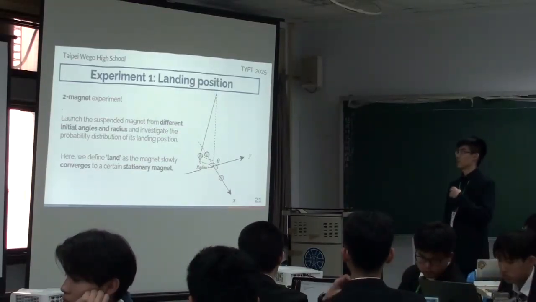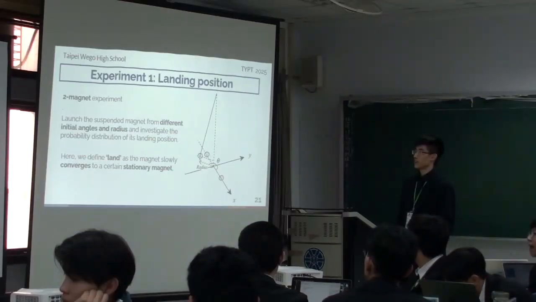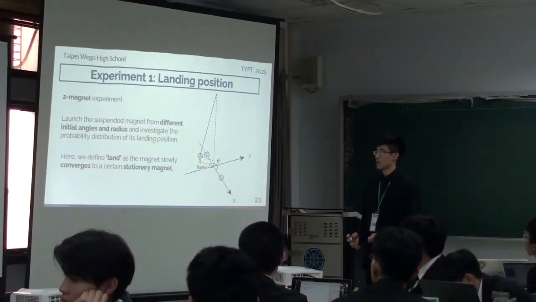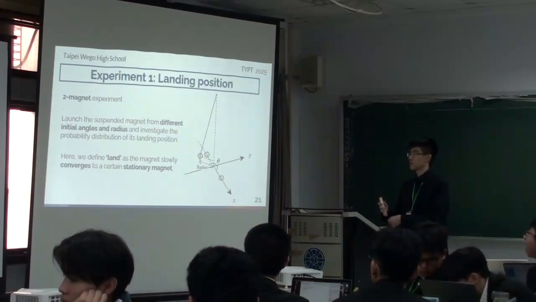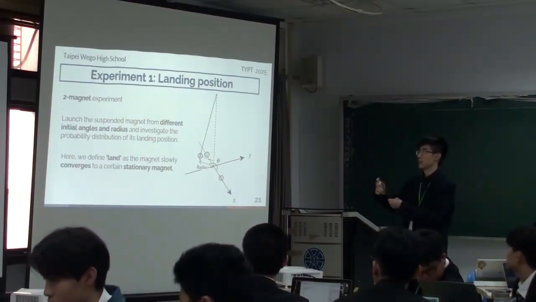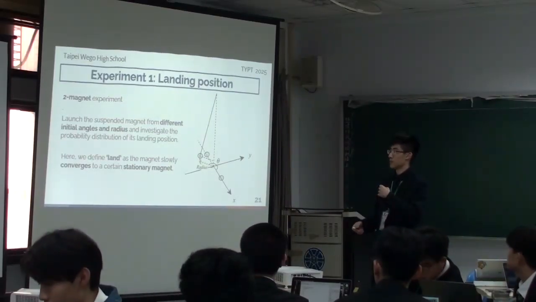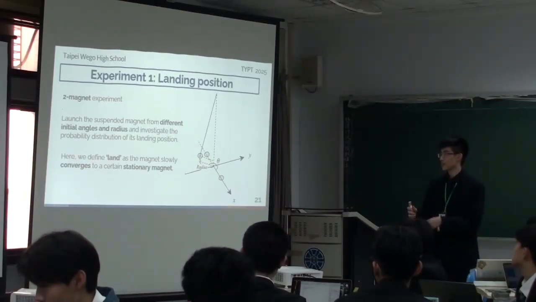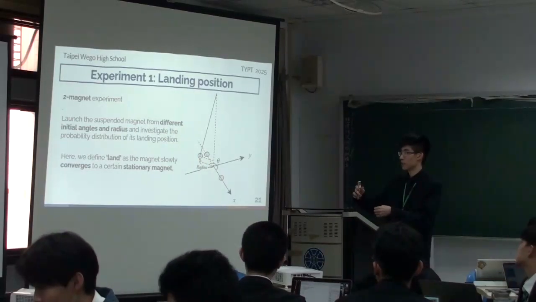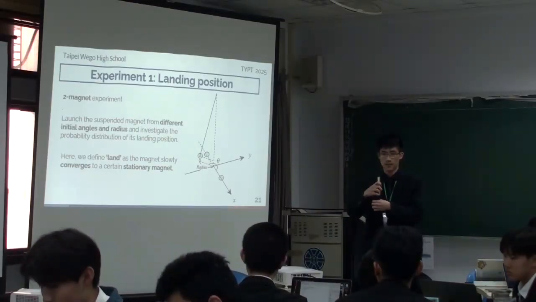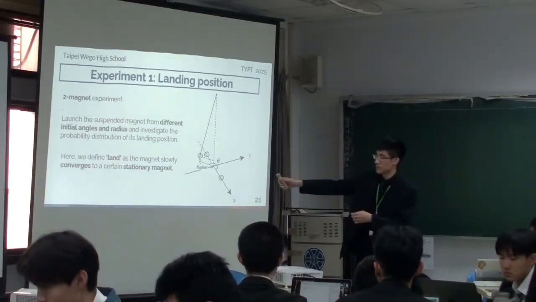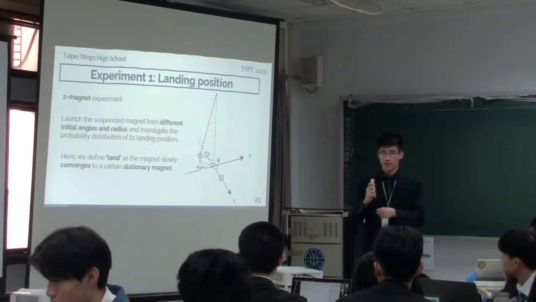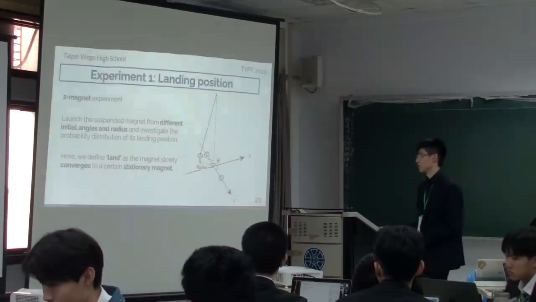And here is experiment 1, the landing position. Here is a two magnet experiment. We launch a suspended magnet from different initial angles and radii in order to investigate the probability distribution of its landing position. And here we define landing as the magnet slowly converging to a stationary magnet, which means that landing here does not mean the final velocity is 0.